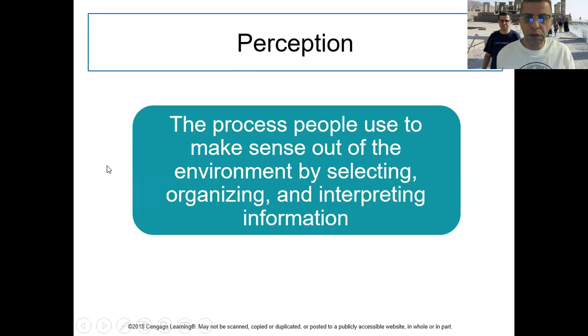Now, this is the most challenging thing: perception. Sometimes perceptions differ from what we, most of the time, try to express. But what is perception? Perception is the process people use to make sense out of the environment by selecting, organizing, and interpreting information.